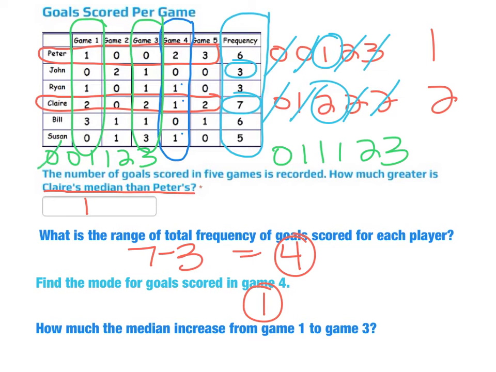So to find the median, it's the number in the middle. If you look here, we have an even number, so I have 2 in the middle. So I would have to take 1 plus 1, which is 2, and divide it by 2, which is 1. So my median for game 1 is 1, and if I work myself into the middle, the median for game 3 is also 1. So how much did the median increase from game 1 to 3? Well, it increased 0.